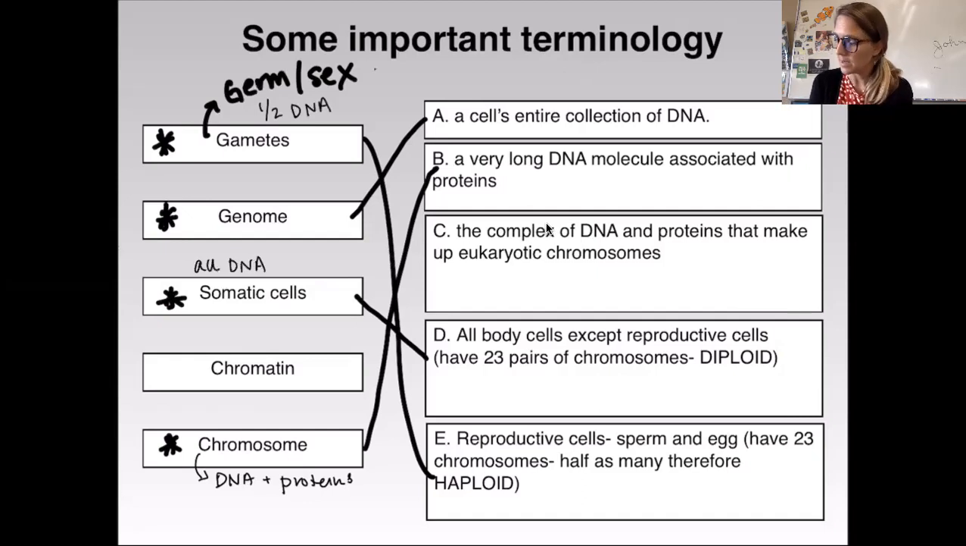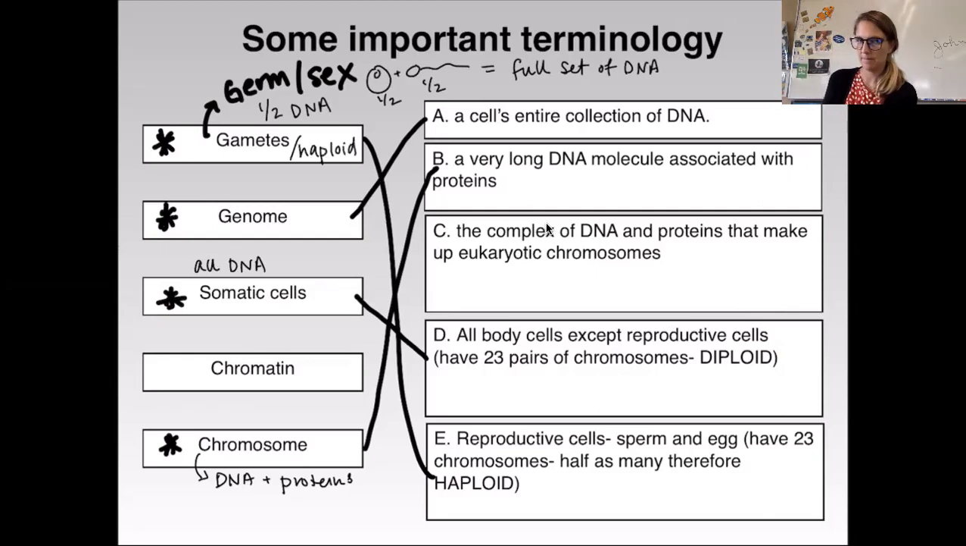And that makes sense because when we have an egg and a sperm that are going to come together, they both better have half so that when they come together, they're going to have the full set of DNA, all right? So gametes have half the amount, meaning that they are haploid. Whereas somatic cells have all the DNA, so they are diploid, right? They have 2 copies of all of the DNA, half from mom, and we're going to see half from daddy.